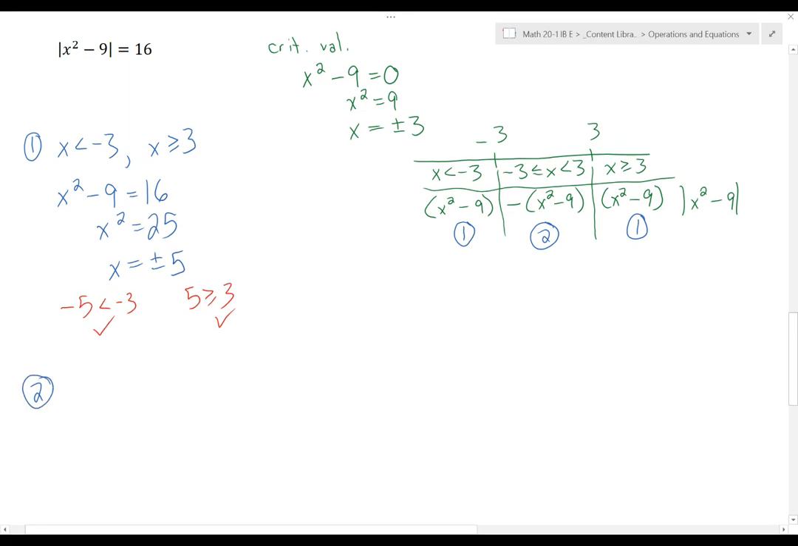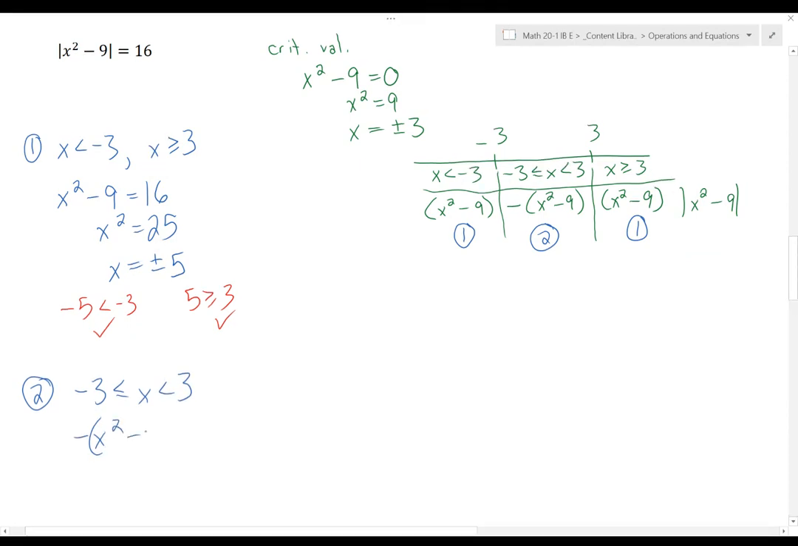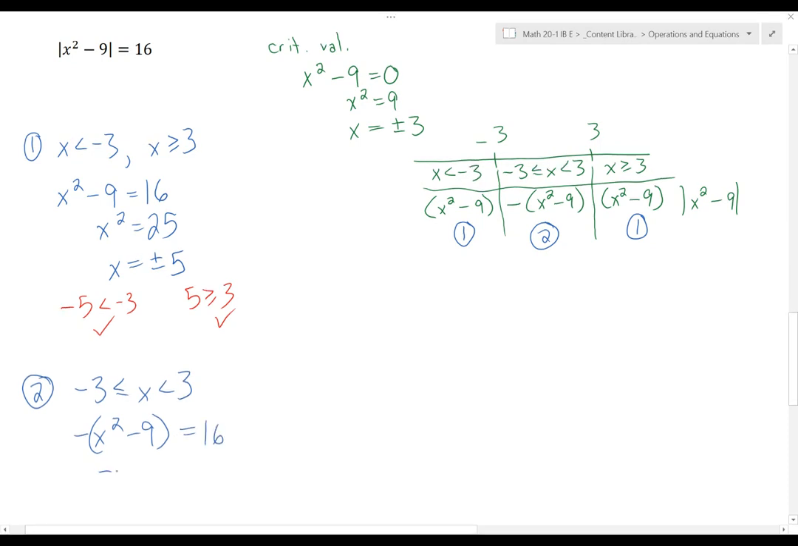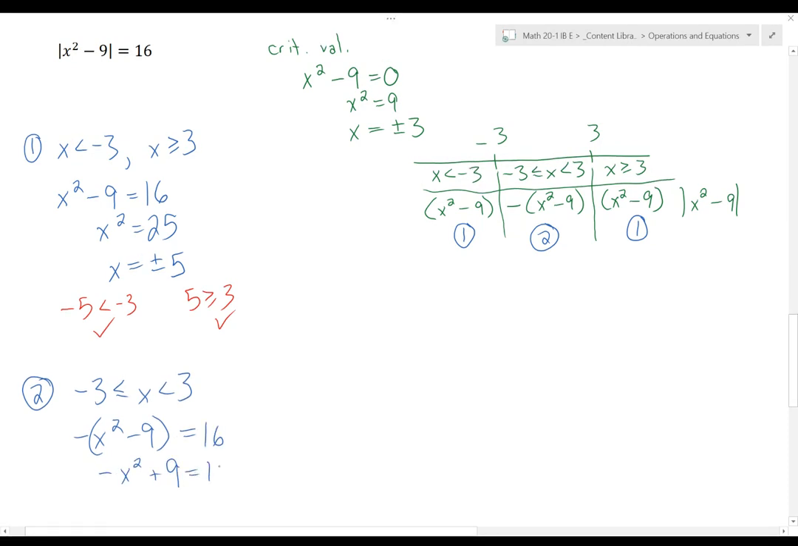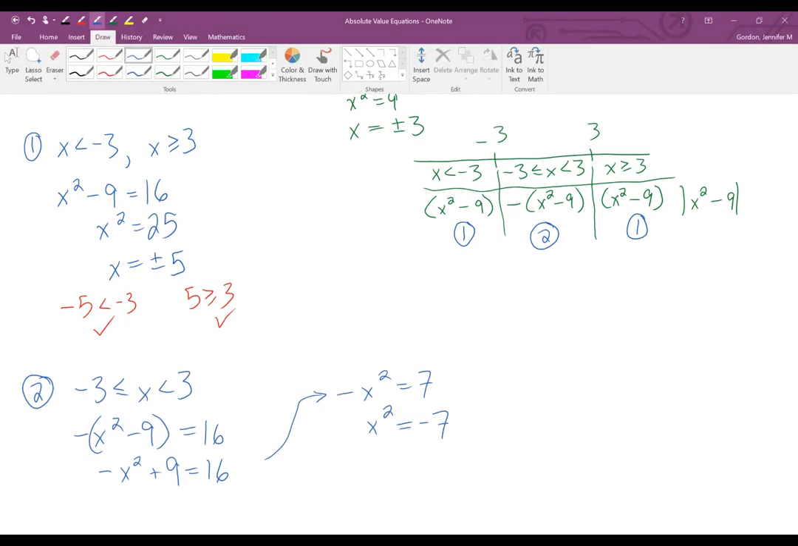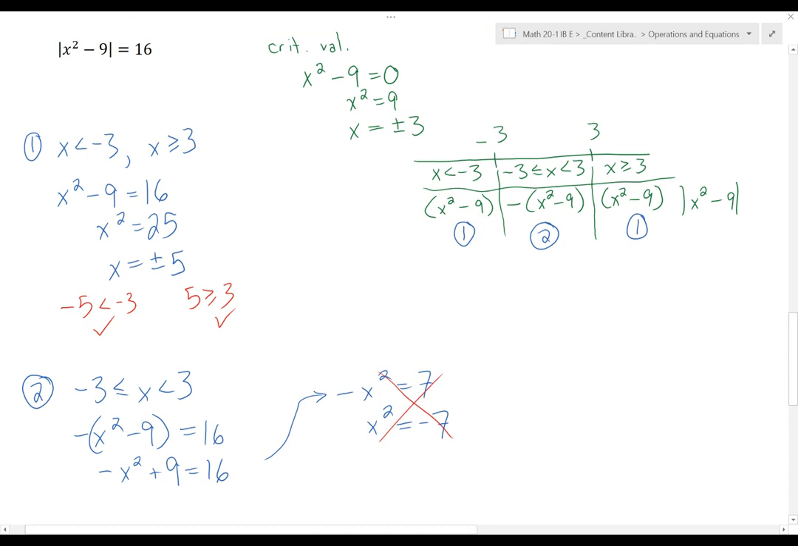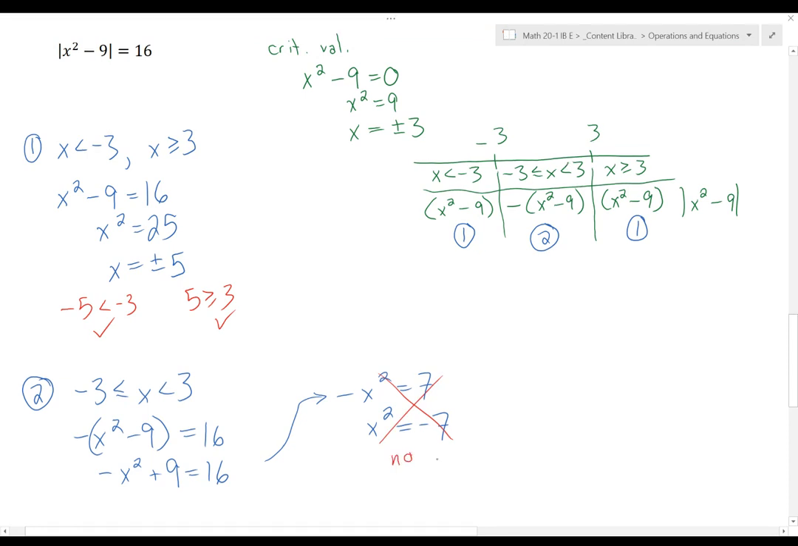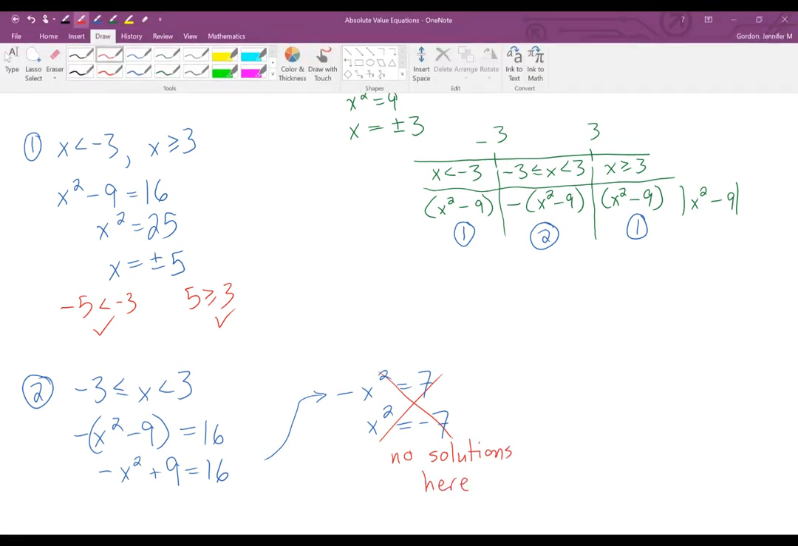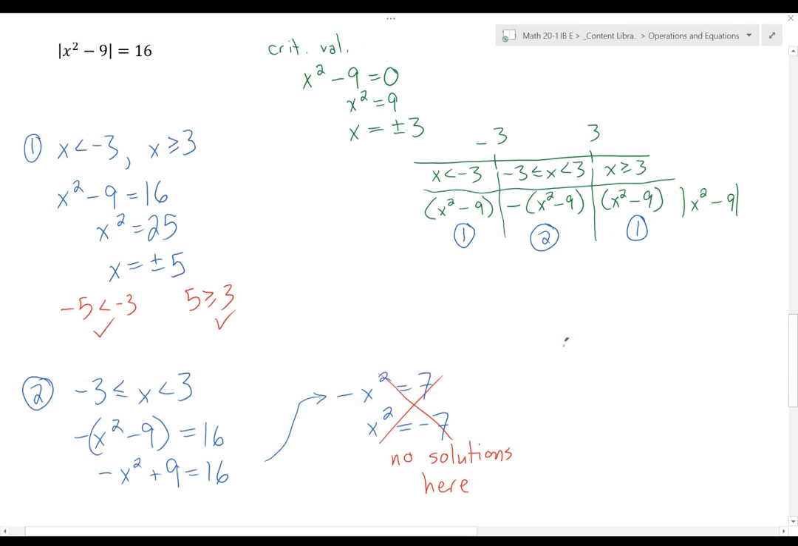Looking at the second part of the domain, I've got values of x between negative 3 and 3. Negative (x squared minus 9) equals 16, which means negative x squared plus 9 equals 16, which means negative x squared equals 7. X squared equals negative 7. Uh-oh. At this point, I know I can stop because I can't take the square root of a negative number and get real answers. So there's no solutions here in this domain. So we get just two solutions to this absolute value equation. X is equal to positive or negative 5.